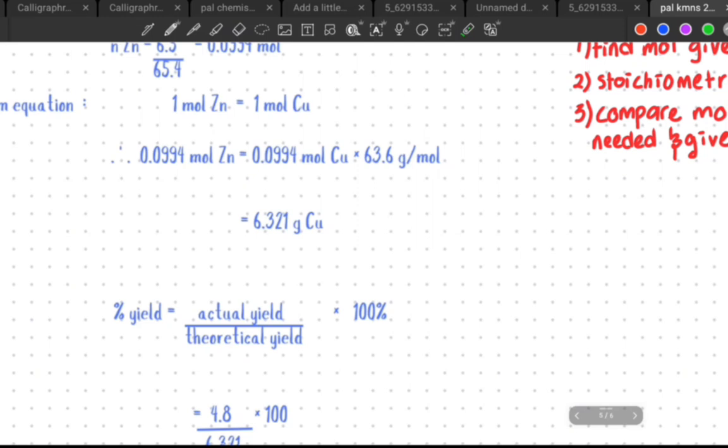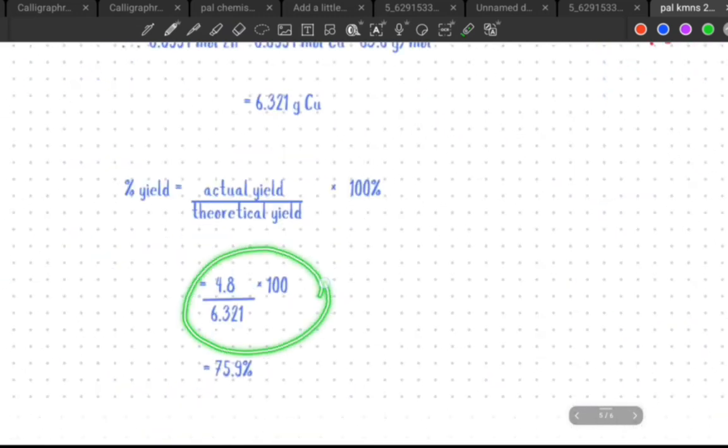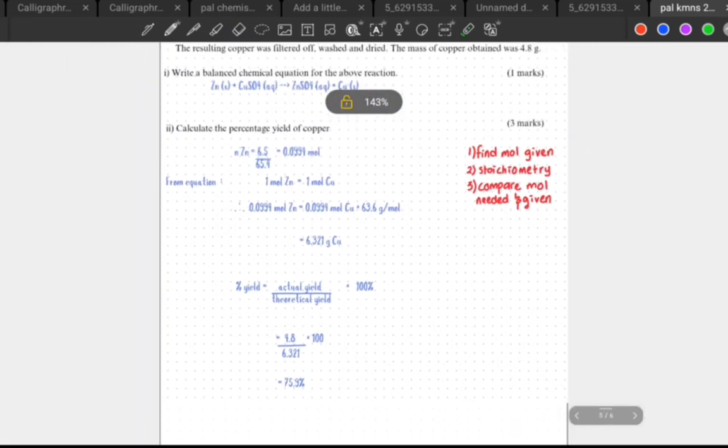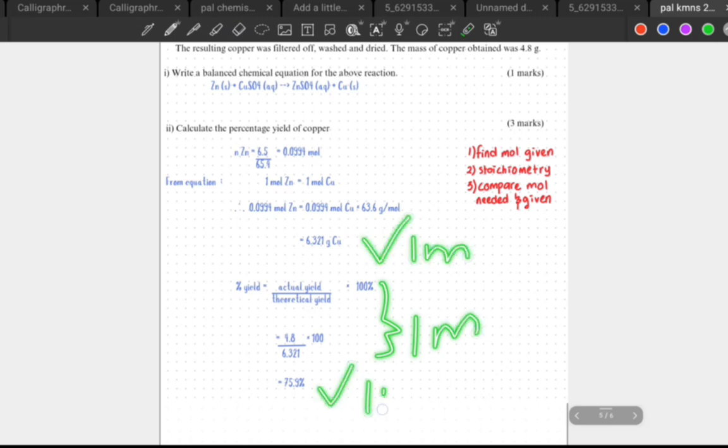Write the formula of percentage yield, which is actual yield over theoretical yield times 100%, and then substitute, and you will get your final answer, 1 mark. This one is 1 mark, this one is 1 mark, final answer 1 mark, and you will get 3 marks here.